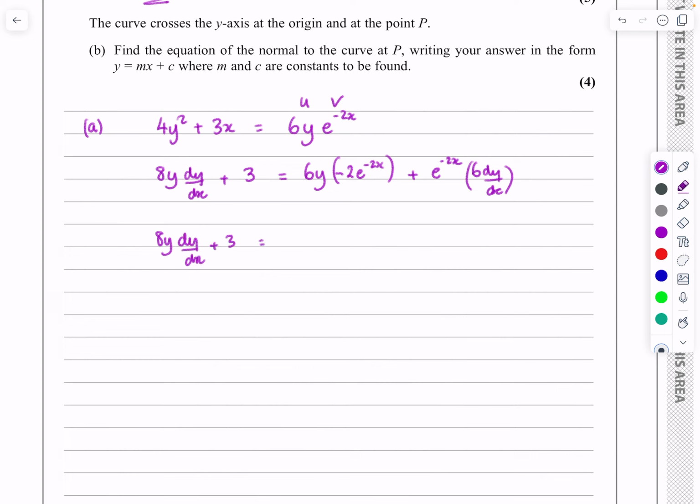So I've got here 8y dy dx plus 3 is equal to minus 12y e to the minus 2x plus 6e to the minus 2x dy by dx. Get all the dy by dx's on one side and get all the other values onto the other side. In this case, that's going over there and that's going over there. So if I'm going to do that, I'm going to get 8y dy by dx minus 6e to the minus 2x dy dx is equal to minus 12y e to the minus 2x minus 3.